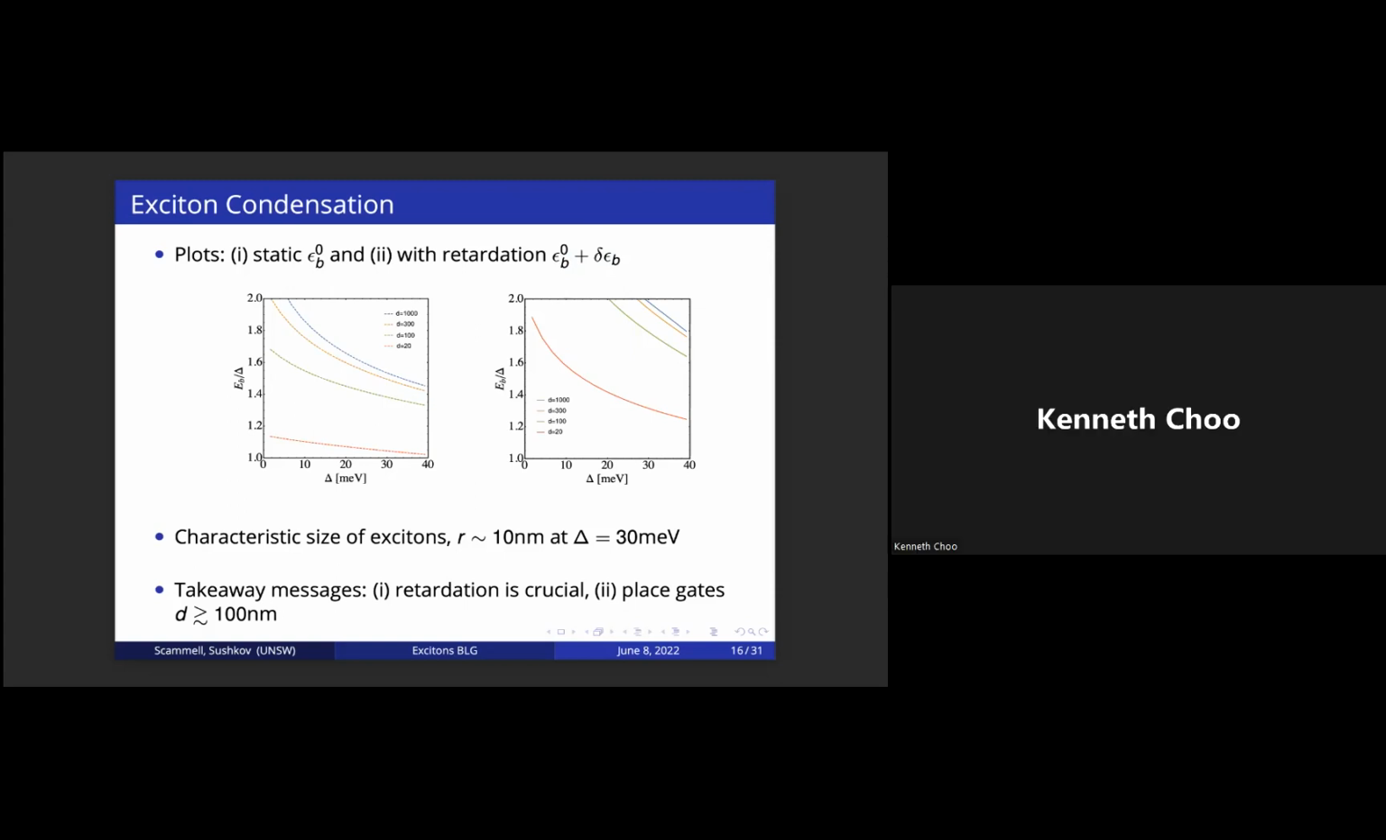Hi, thanks for the talk. I do have a question about the retardation effects. Do you have a physical interpretation as to why the retardation effect appears to enhance this Coulomb potential?